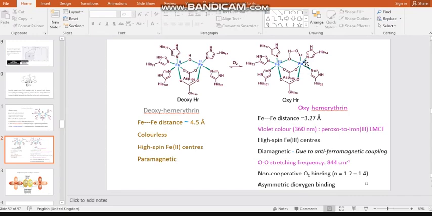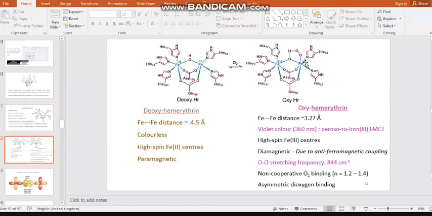In the previous case of the iron, we have seen it is 1100 centimeter inverse. Here it is 850 centimeter inverse. This clearly suggests that the bond order value is no longer between O2 and superoxide. It is a peroxide. It is clearly indicated as peroxide. So as the bond order keeps decreasing, automatically the stretching frequency also decreases.